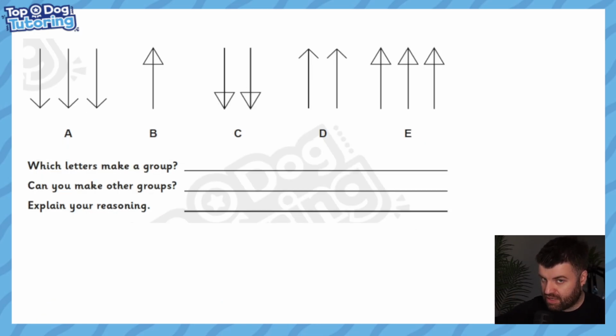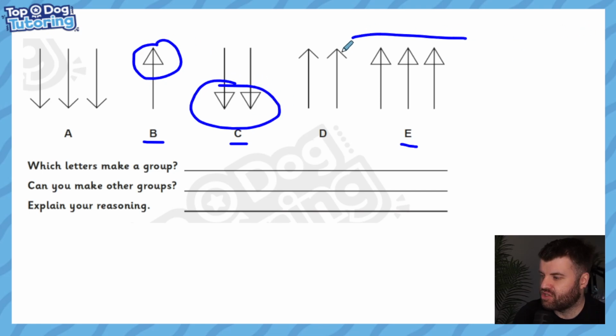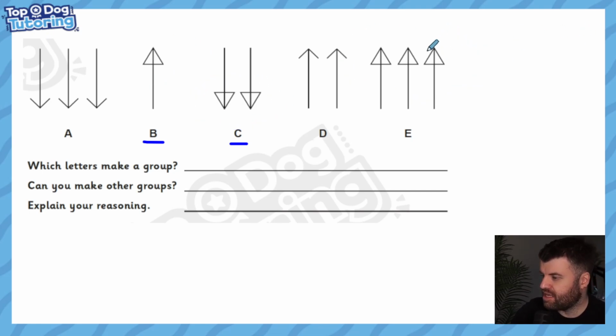Pause this video. How many groups can you make? Have a go. And we're going to dive straight in. Let's see if you managed to find this group. Did you put B and C and E in a group? Yes, no, maybe, I don't know. Can you repeat the question? Yeah, okay. Did you put B, C, and E in a group? If you did, well done, because they all have a triangle head at the top of each arrow. So that's one way you can make a group there.